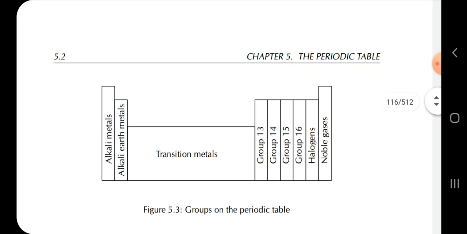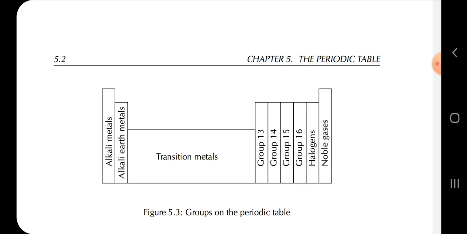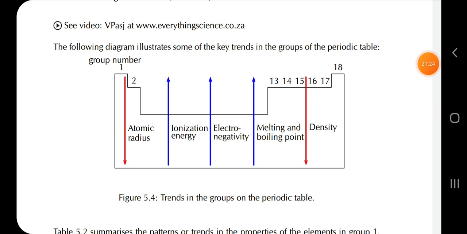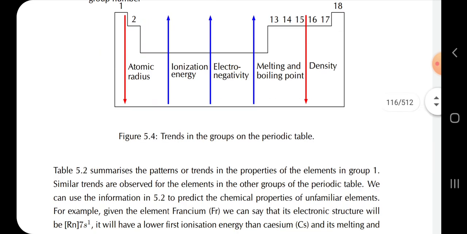Okay, so this one is the groups going up. So that is how you have to look at your periodic table. You can make a copy of your periodic table and make these notes for you to know, guys. So the following diagram illustrates some of the key trends in the groups of the periodic table. So the atomic radius goes down, ionization energy goes up, electronegativity goes up, melting and boiling point is up, density is low. So you need to know all those things.